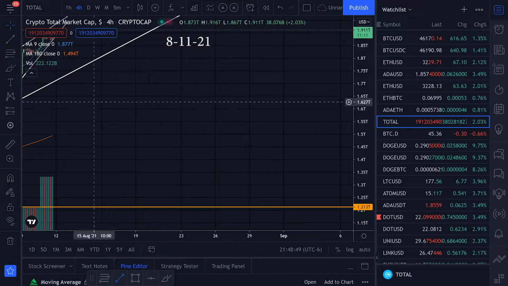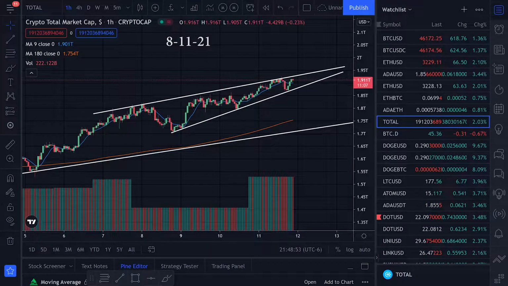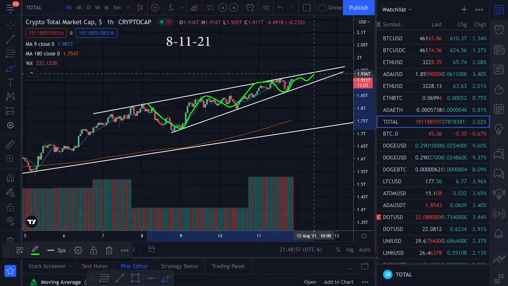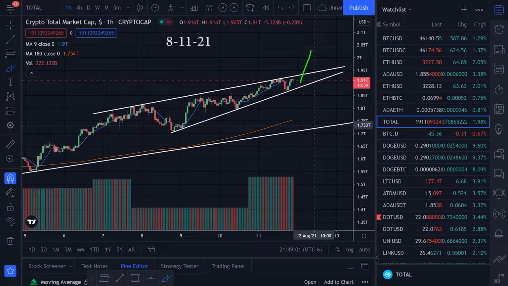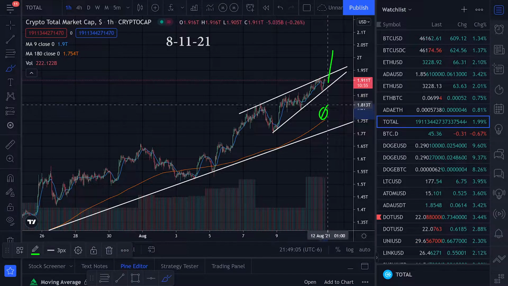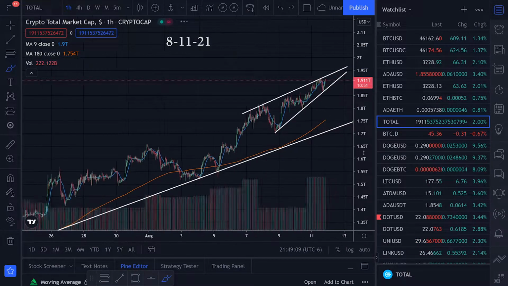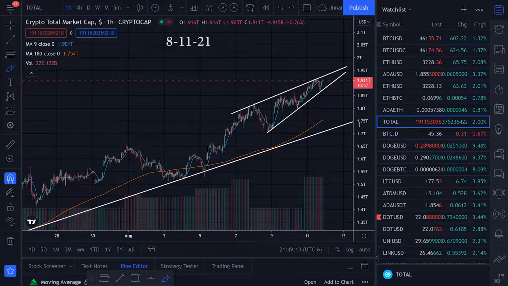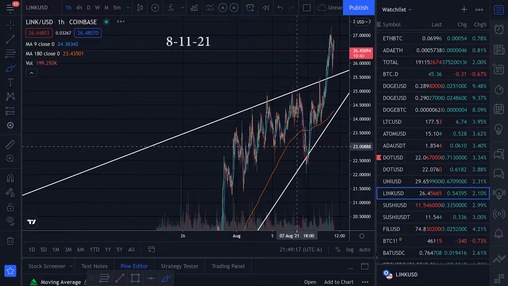I made a YouTube short about this, and what I'm watching right now, if we go to the 1 hour time frame, it looks like we have a rising wedge, rising triangle, something like that. We could break to the upside or to the downside. I'm not really sure. If we break to the downside, hopefully we'll get some support down here, and if we break to the upside, we're going to get a nice little pump. But we're still waiting for a break. Let's take a look at Chainlink and see what this looks like.